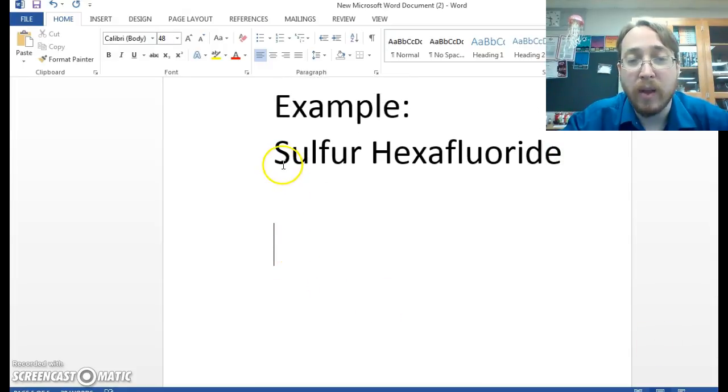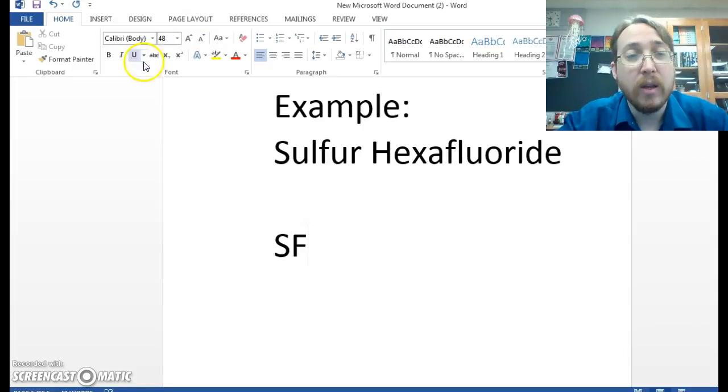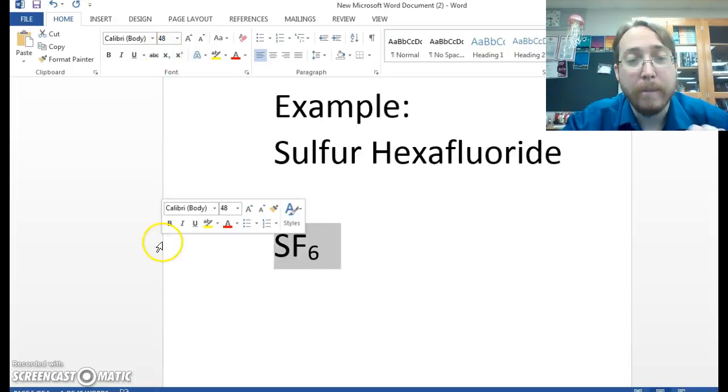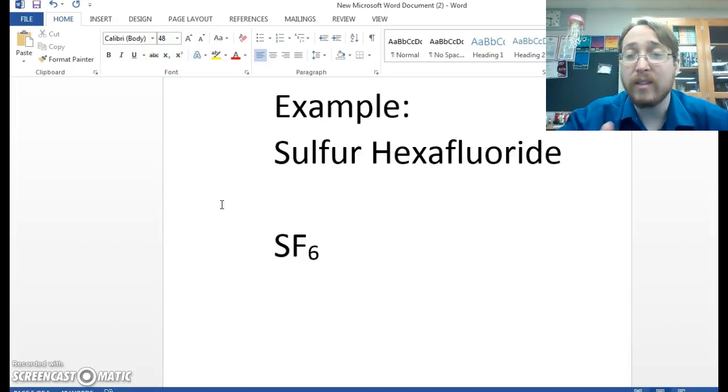This is similar. We've got sulfur. They don't tell us how many there is. If they don't tell us the count on the sulfur, we can assume that it's 1. So this is going to be sulfur, fluorine, 6 of them, and reformat to the appropriate format. There we go. That's it.